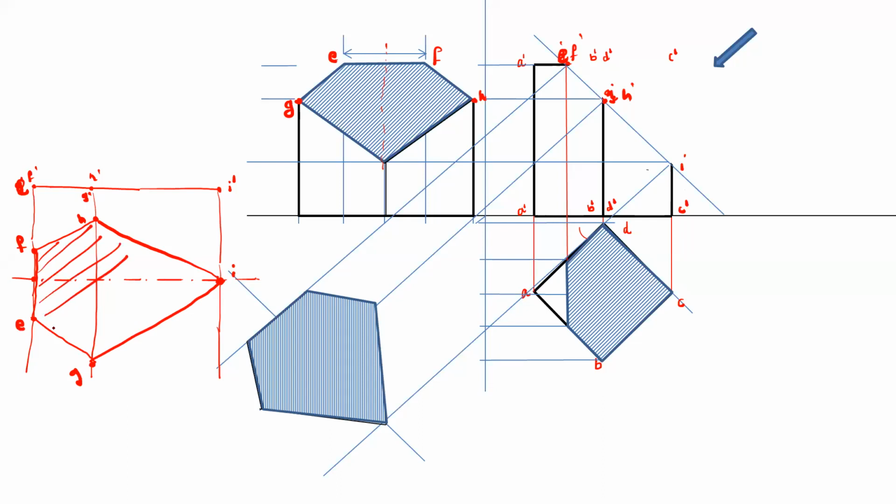So you can use any one method. Either you take direct projection, or just measure this distance and draw one parallel line to the XY line and then draw the vertical projector lines.